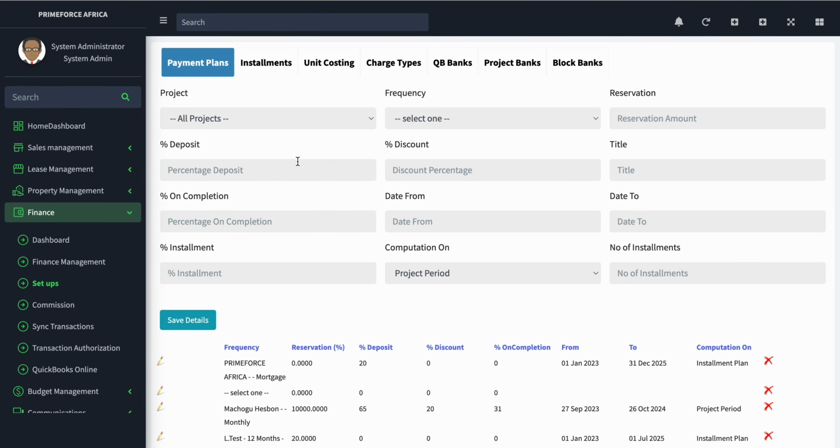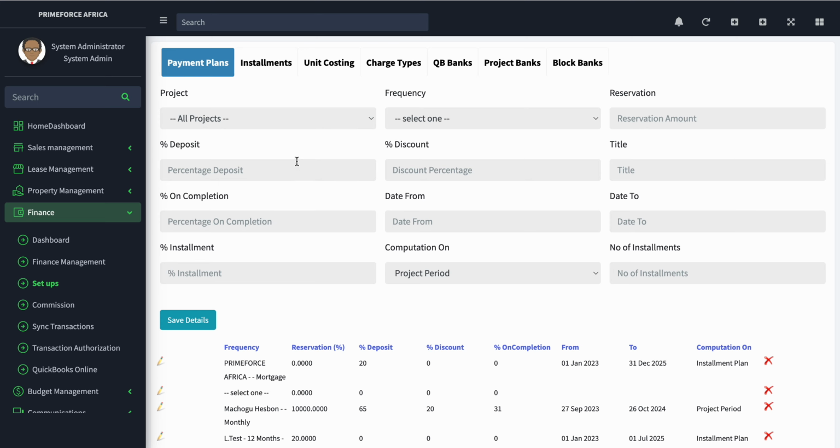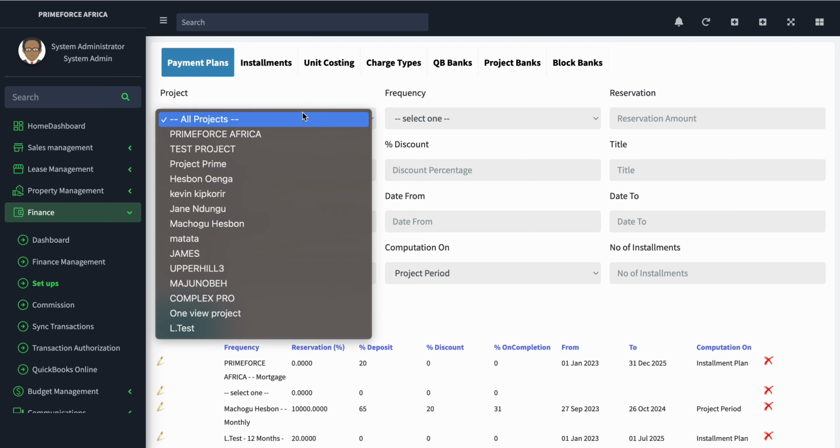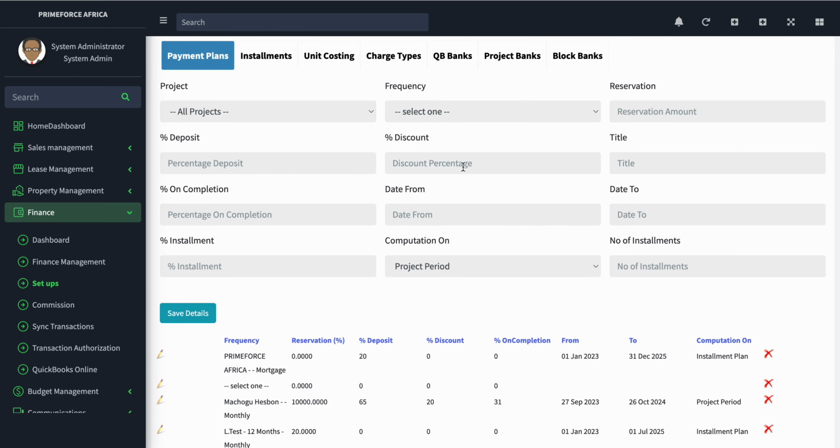the system provides you the capability to create all the payment plans that are required for the sales process of a unit. From here, you select the project, select the frequency, reservation amount, the reservation percent, the deposit percent, the discount percent, and some of these functions are intertwined.